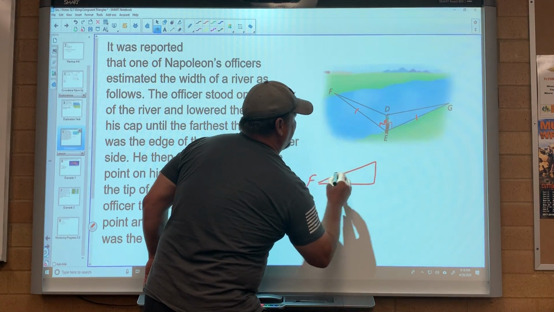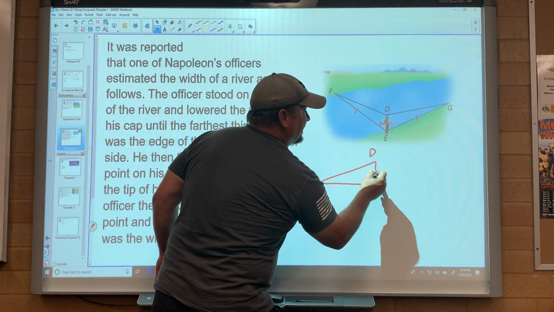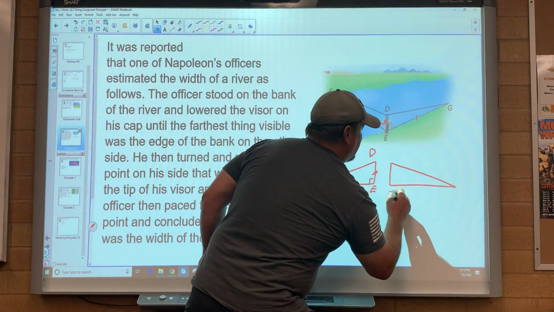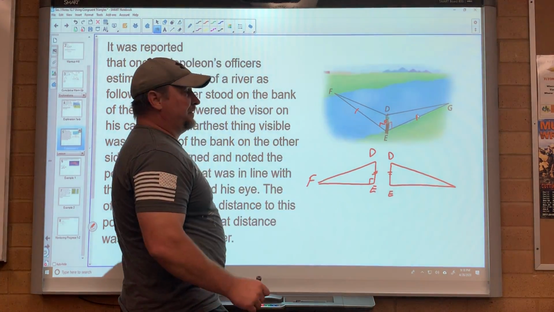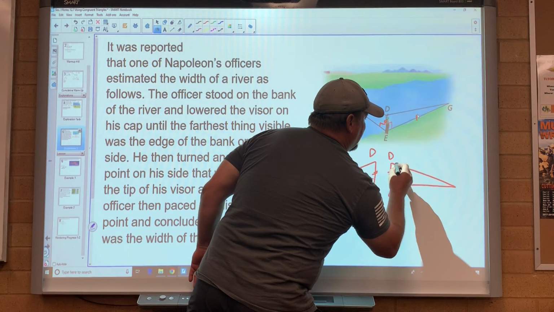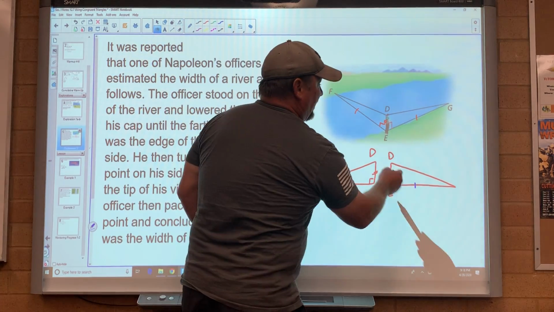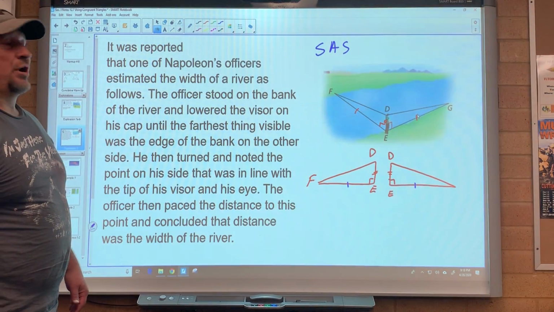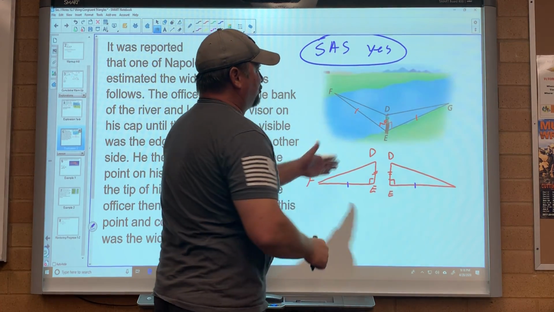Okay, and we're going to say F, D, E. We know that's a 90. We know his height is the exact same for both pictures. So watch, this is E, this is D. Notice, DE is the exact same for both. That would be reflexive. And then this is a 90. And then when he walked this distance right here, boom, then he knew that that distance was the same as that distance. And we have side, angle, side to prove that the two triangles are congruent. So that would be yes, by side, angle, side, the two triangles are congruent.